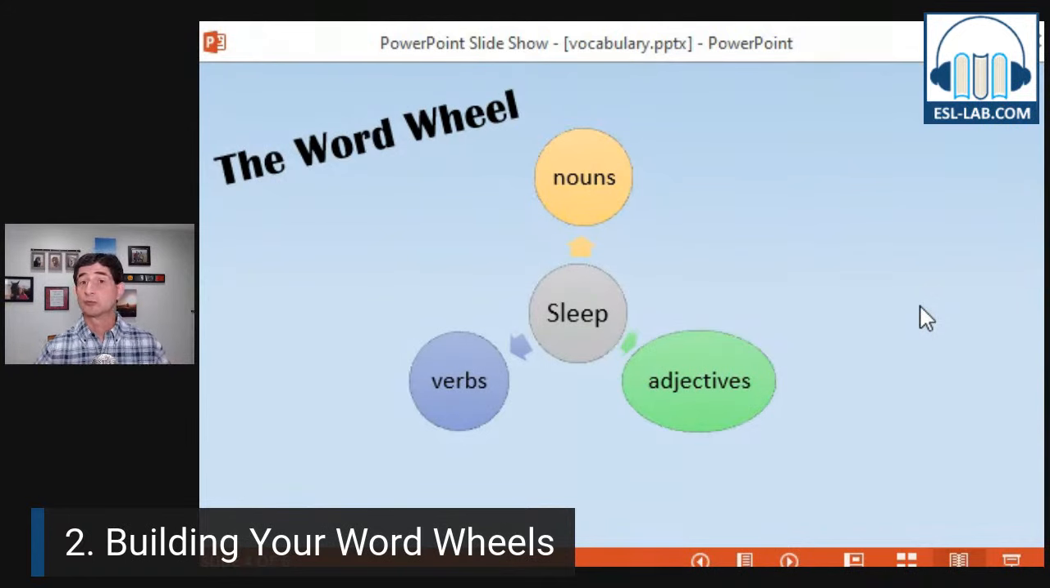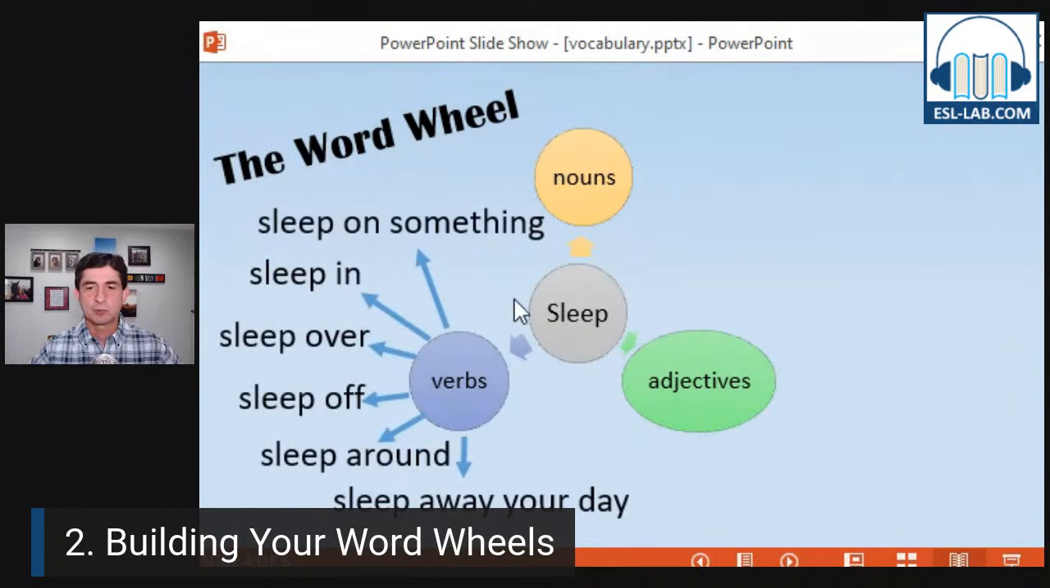And again, this doesn't require any technology at all. It requires a piece of paper, maybe on your computer or something. So for example, first of all, when you think of the word sleep, we think of it as a verb, and I think most students, when they're learning English, are thinking of the word sleep as a verb, but it can also be used as a noun, and it can also be used as an adjective. So often when students think about verbs, they think of this. What about sleep on something?